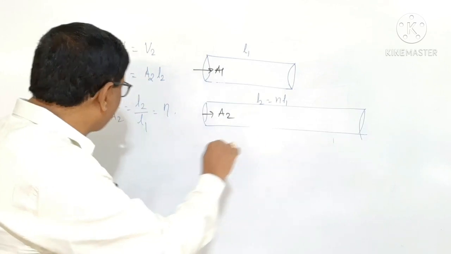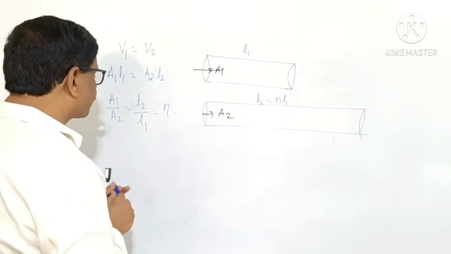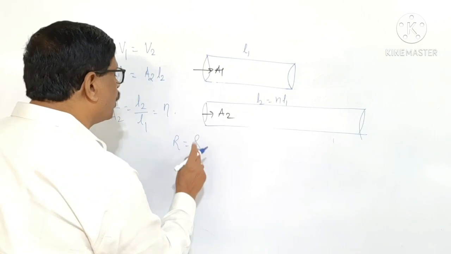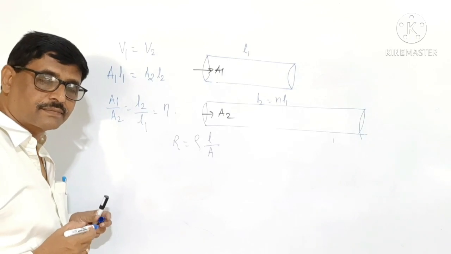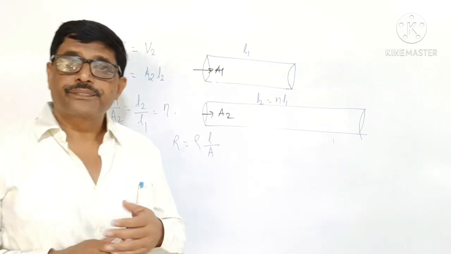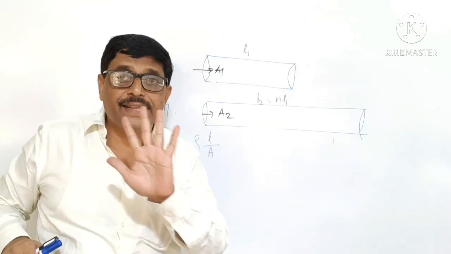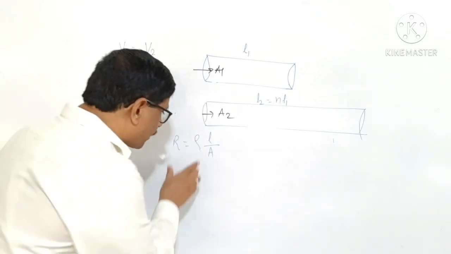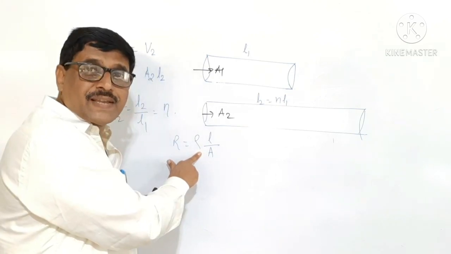And the resistance of a given conductor depends on both length and cross sectional area. Therefore, the resistance of the conductor, which can be written as R, is equal to this resistivity into length divided by area of cross section. For the given conductor, only length and area of the cross section is changed, but material of the conductor is not changed, and specific resistance is the property of the material. Therefore, in both the cases, this rho, the resistivity of the conductor, remains same.